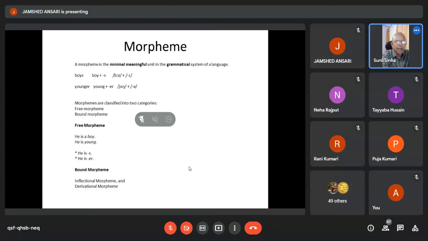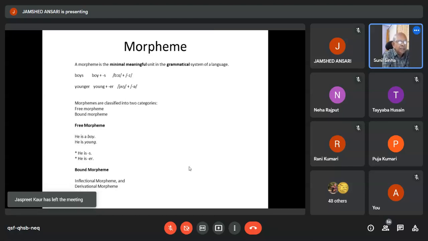Class, I told you how to analyze a language. We analyze a language at different levels. We analyze a language at the level of sounds, which we did in the last three classes, the consonants and the vowels, right? That is your block 3 and 3A. Then we analyze language at the level of words, that is, sounds combined together to make a word.